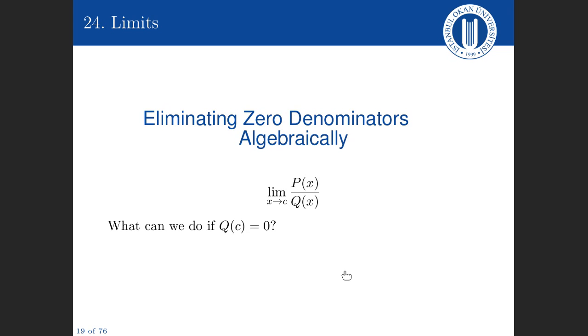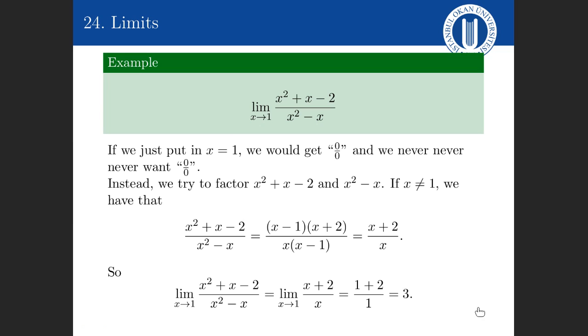That's great if q of c is not equal to 0. But what can we do if q of c is equal to 0? How do we then calculate the limit as x tends to c of p of x divided by q of x? For example, calculate the limit as x tends to 1 of x squared plus x minus 2 divided by x squared minus x.